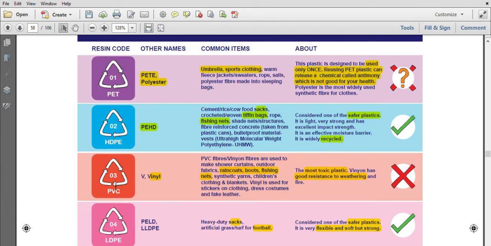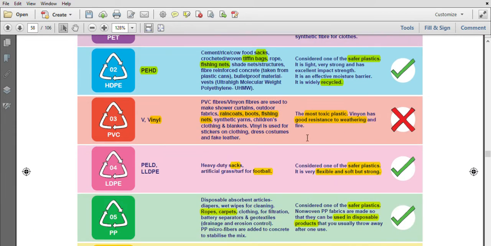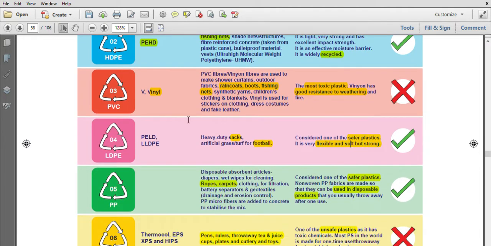Resin code 3, PVC, polyvinyl chloride plastics. It is used to make raincoats, boots, fishing nets. It is the most toxic plastic, with good resistance to weathering. It is used to make pipes. Resin code 4, low density polyethylene. It is used to make socks and footballs. It is a safer plastic, flexible and soft but strong.